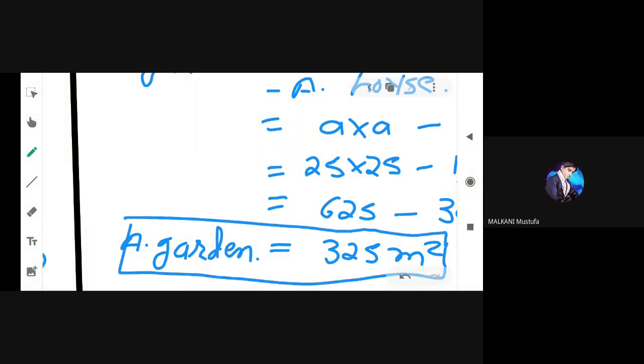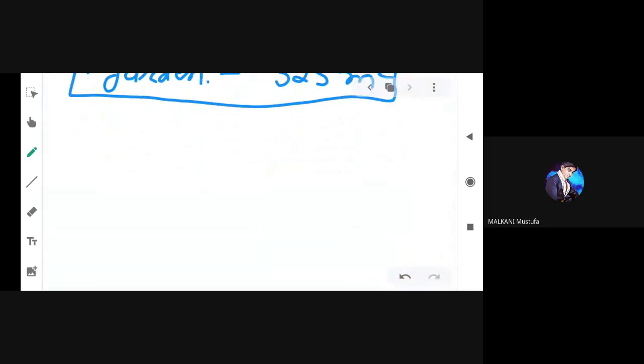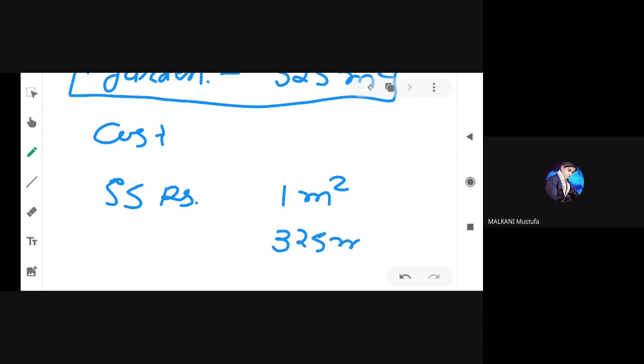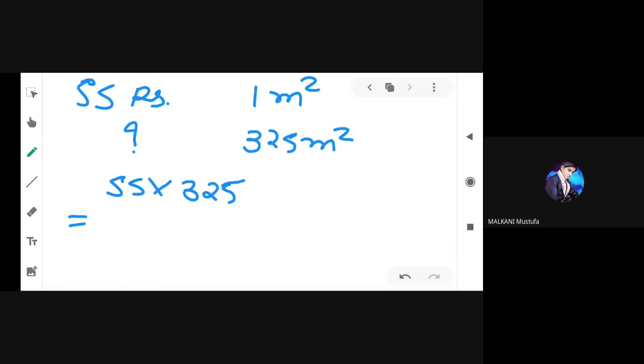Now we have to find the cost. The cost is given as 55 rupees per 1 meter square. Here the area is 325 meter square. So if you want to find the cost, what do we have to do? We have to multiply 55 into 325. Now multiply these two and tell me 55 into 325. Please fast.